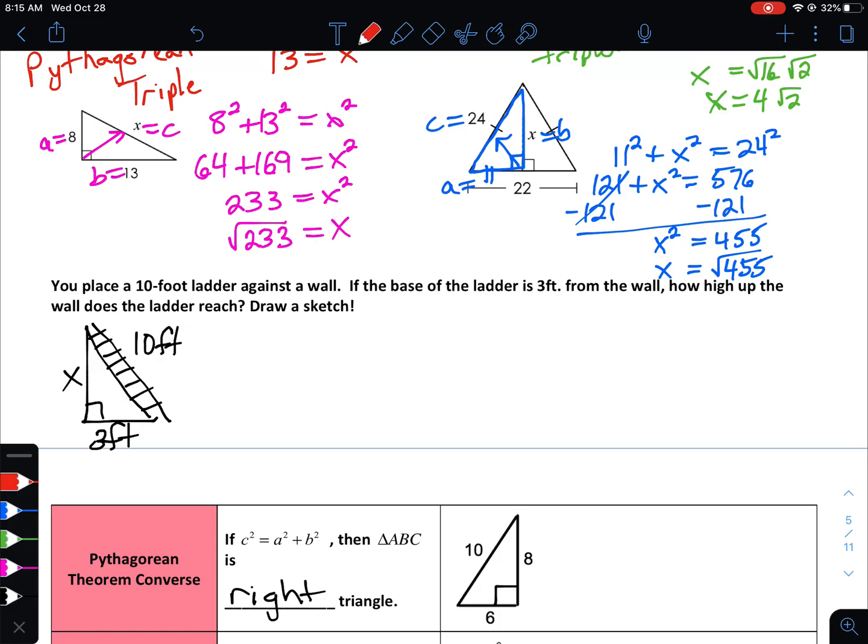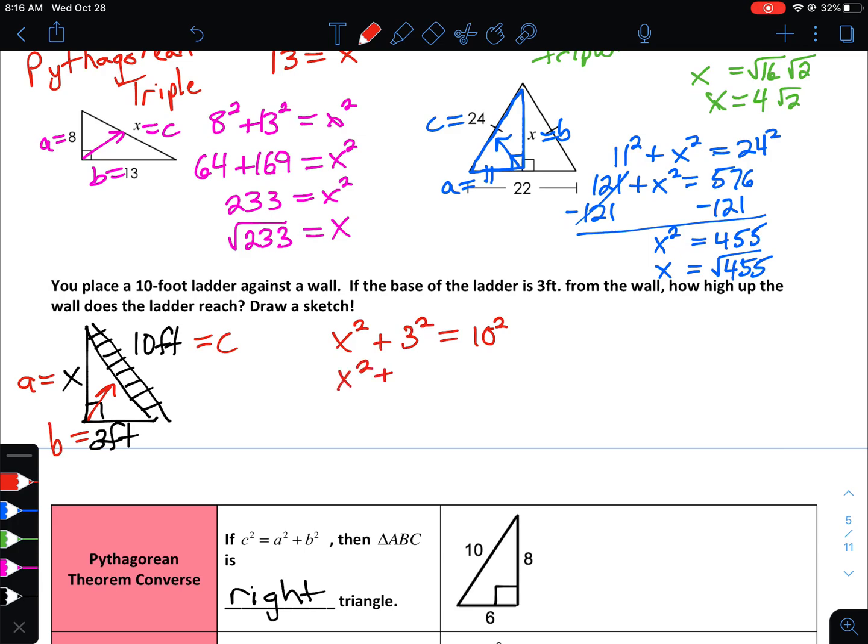Once we've got that set up, let's go ahead and set up our Pythagorean theorem now. So opposite our right angle is our c value. So c would have to be 10. And then we can let the other variables a be x, and we'll let b be 3. So now we'll take a, which is x, and square it, plus b, which is 3, and square it. Set that equal to c, which is 10, and square it.